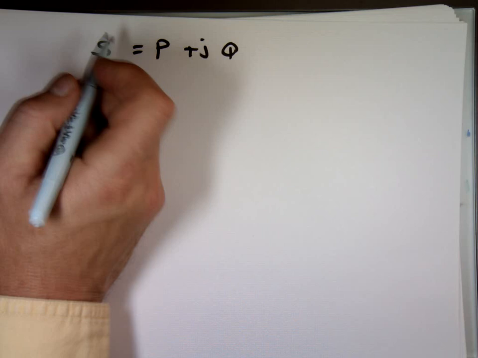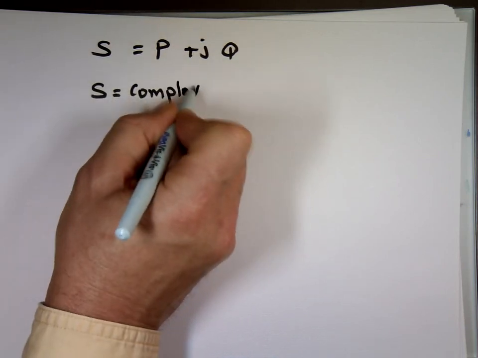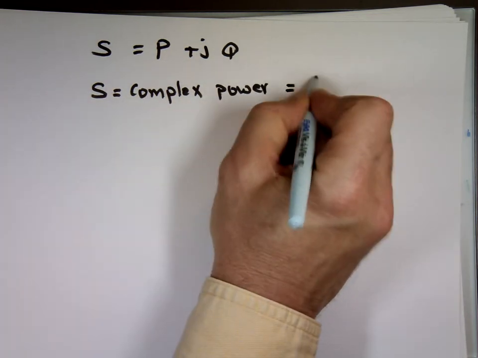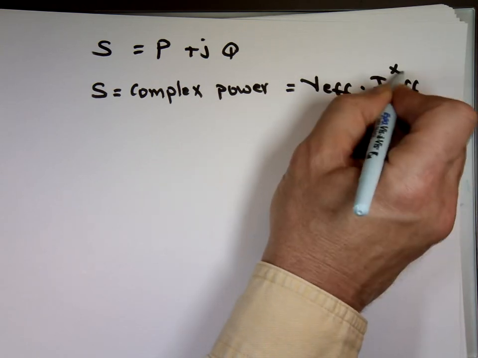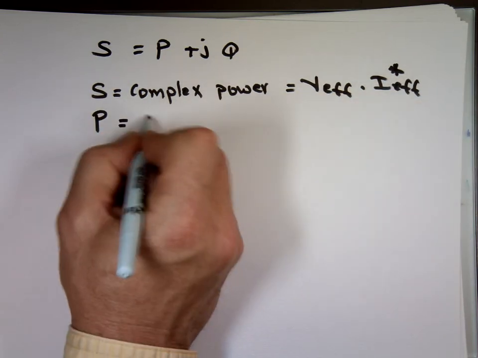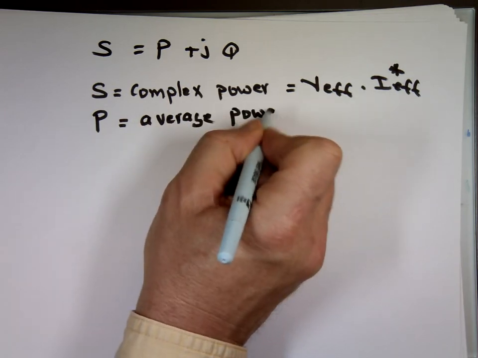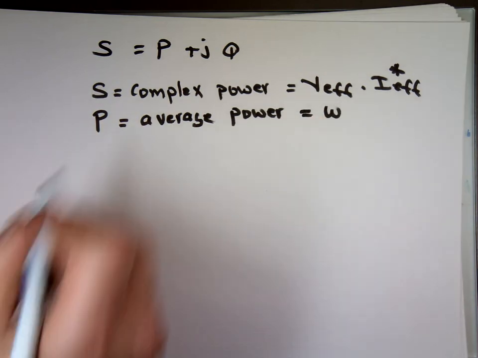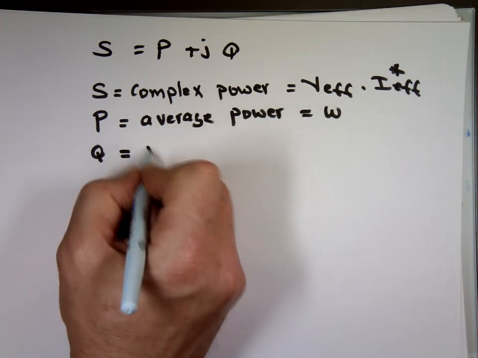So S is the complex power, which equals V effective times I effective conjugate. P is the average power, and the unit for that is W. Q, we call that the imaginary power, the reactive power.